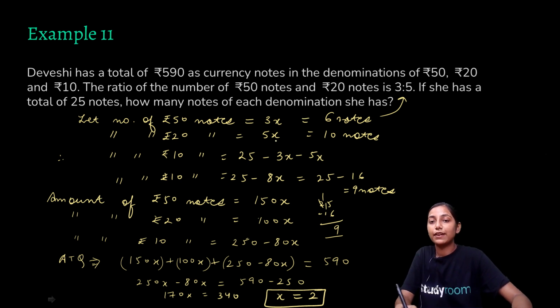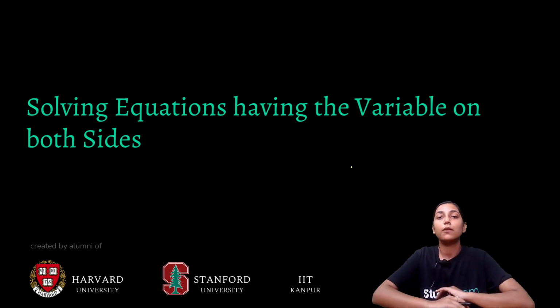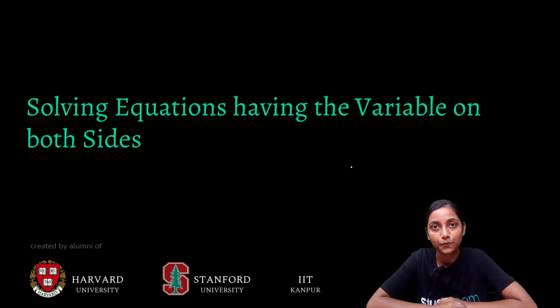That is 3x, 5x, and 25 minus 8x. We found out the value of x. We put the value of x in all these expressions, and we found out the number of 50 rupees notes, 20 rupees notes, and then at last the number of 10 rupees notes. This was all about our video lecture number 2.